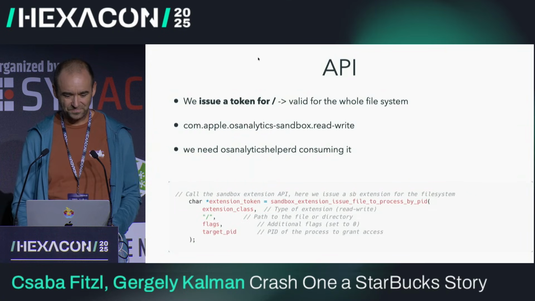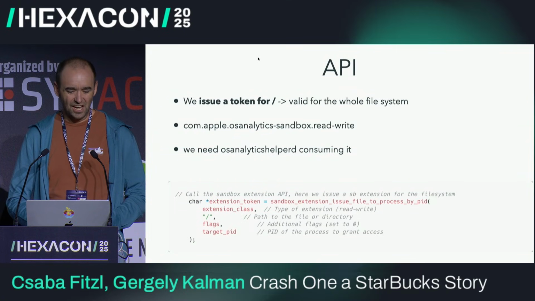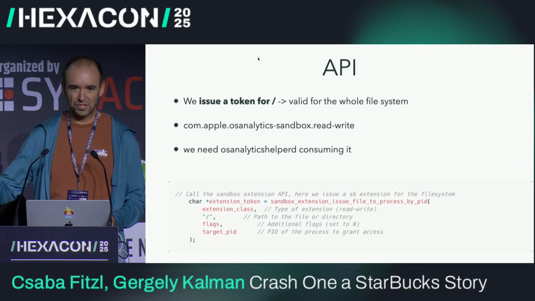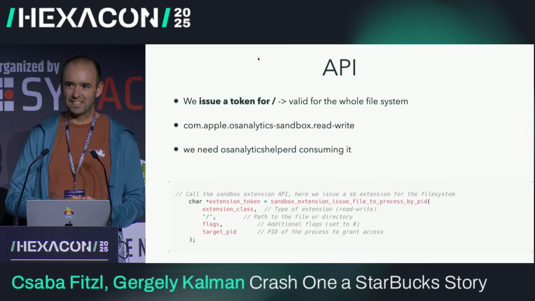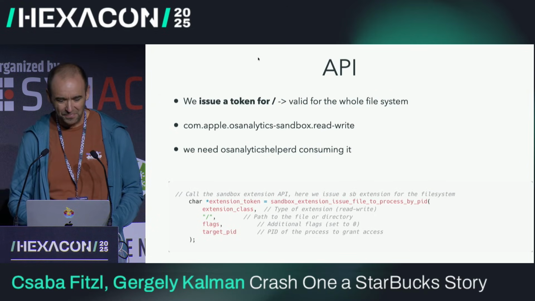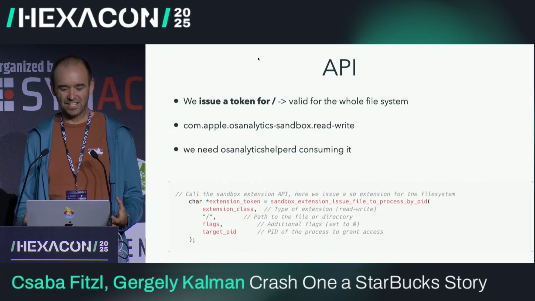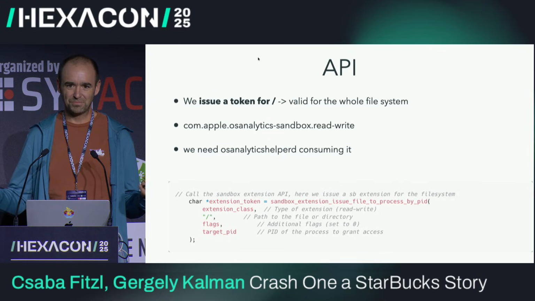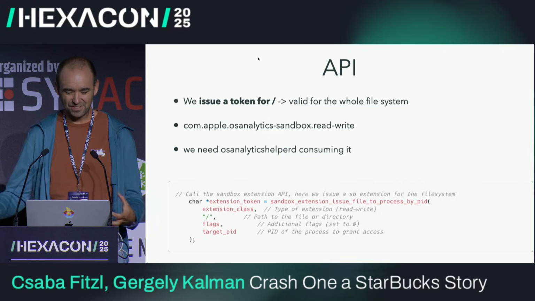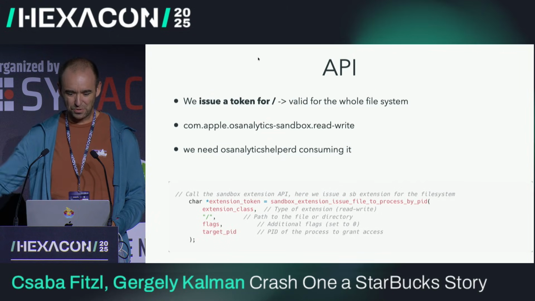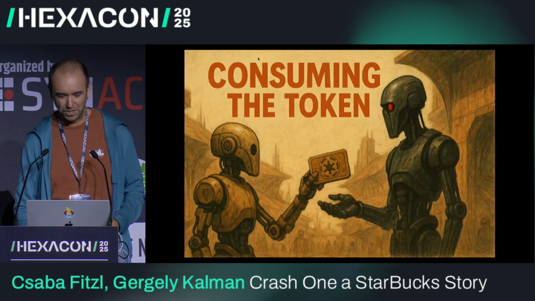That is a must. So what we did, we used this API and issued the token for the root directory, which means it's valid for the entire file system, and we issued this token for that process, and we wanted it to consume. Only creating the token is not sufficient. We need that process consuming it. So how do we do it?